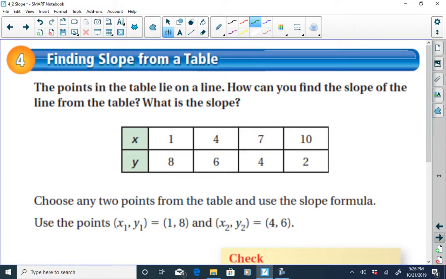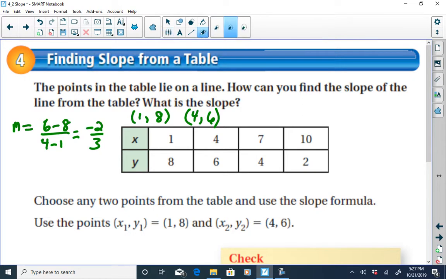Okay, when we're finding a slope from a table, there are a lot of different ways to do it. Your textbook actually tells you to take two ordered pairs. This is an x value, this would be a y value, so I could write that as 1 comma 8, and then take this as an ordered pair, 4 comma 6, and you could use the slope formula. m is equal to y2 minus y1, so that's 6 minus 8 over x2 minus x1, that's 4 minus 1, and we wind up with negative 2 over 3. So we could take any two ordered pairs.